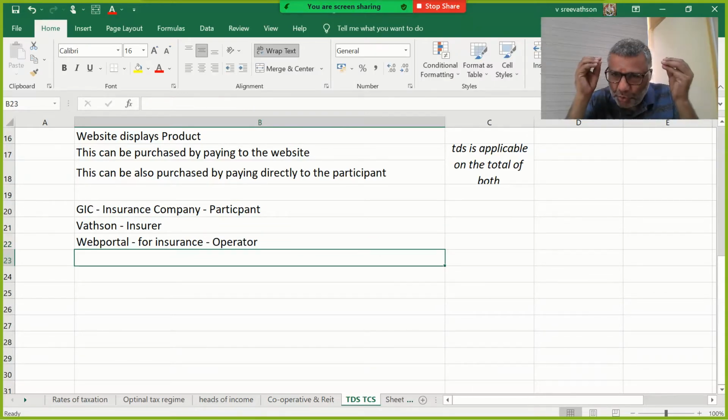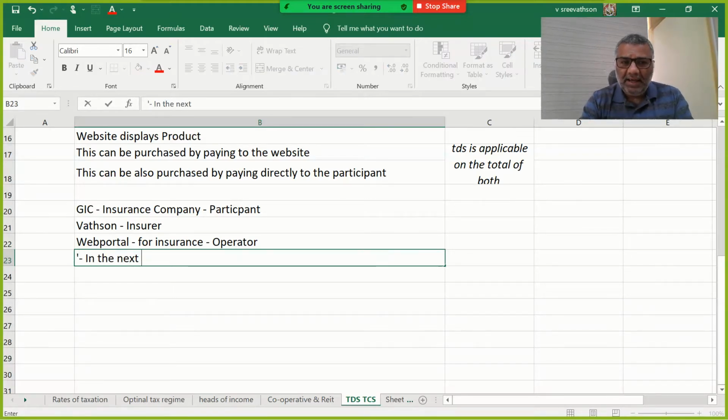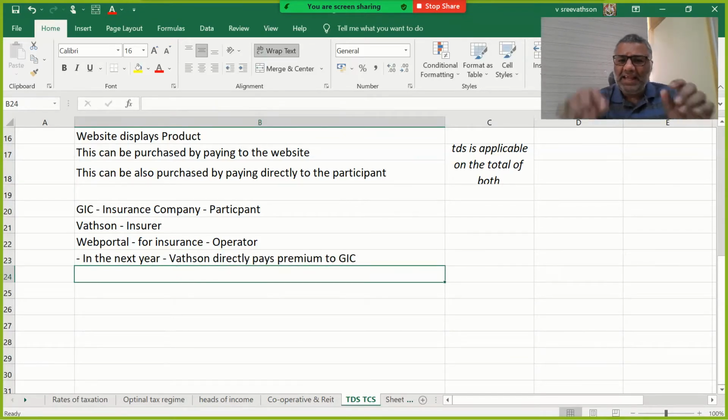So tax has to be deducted at source. But this premium is a recurring payment. In the next year, I go and directly pay the premium to GIC. Originally, I got the policy from a web portal, that is the operator. In the subsequent year, I am directly paying the premium to GIC.